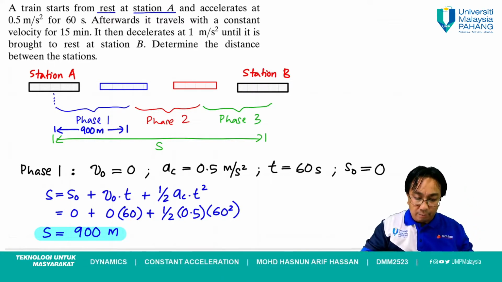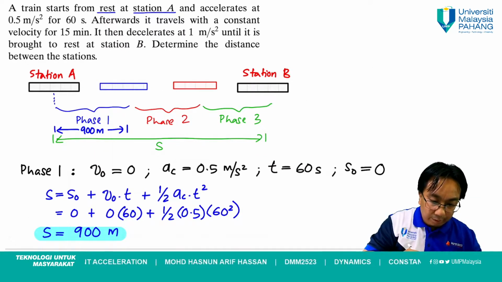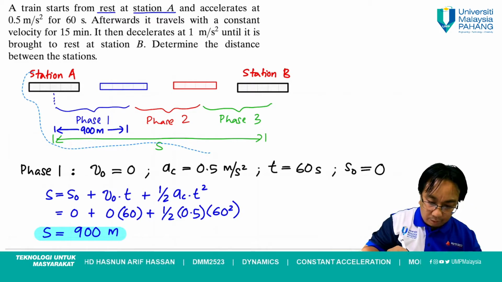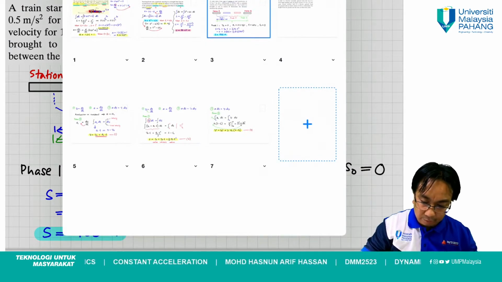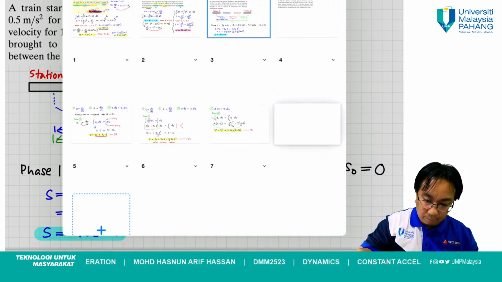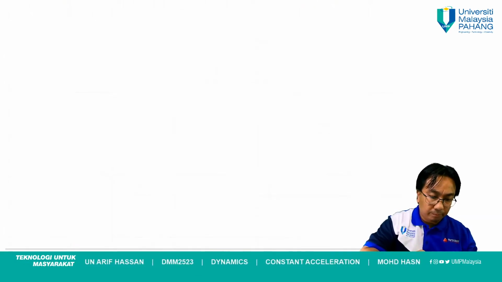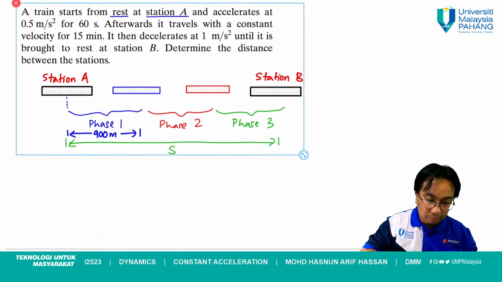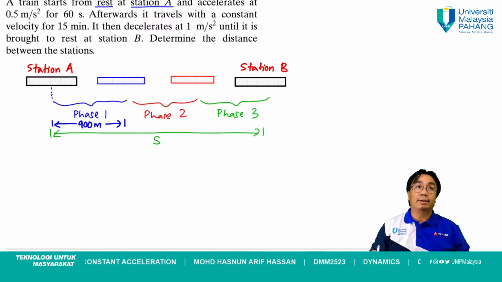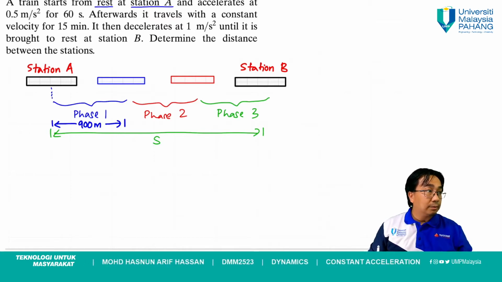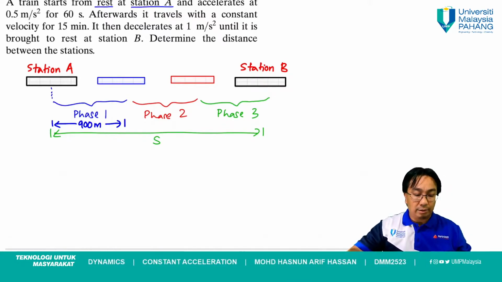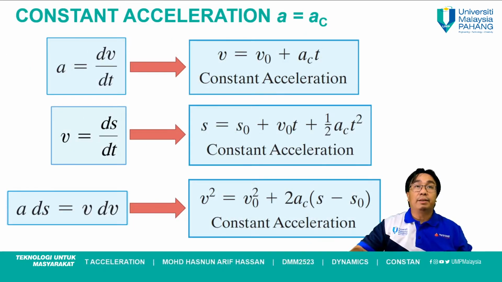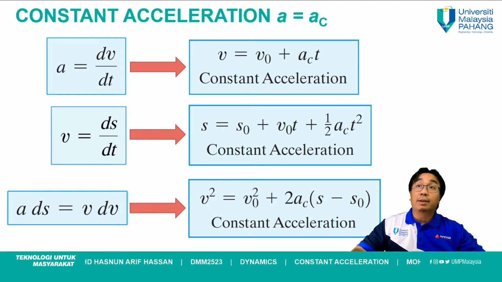Alright. Now, let's move on to phase number 2. Okay, sekarang let me copy this. Okay, I will copy sekali dengan ni lah. Okay, now we have phase 1 is 900 meter. Kita sekarang perlukan phase 2 untuk tahu what is the equation, the distance for phase 2. Okay, bila kita go back to the equation here, we need to calculate S for phase 2, we need S0.